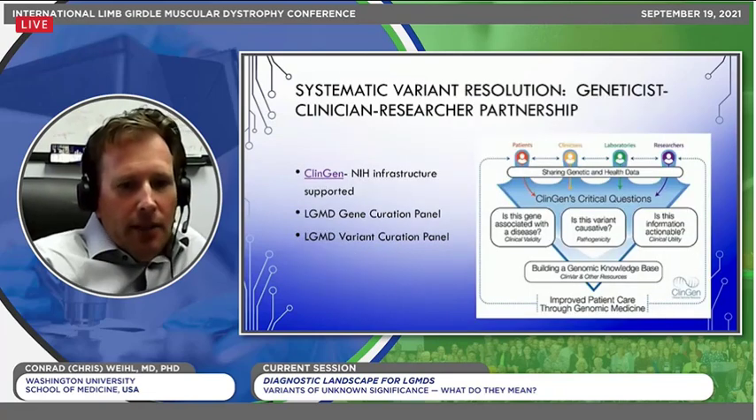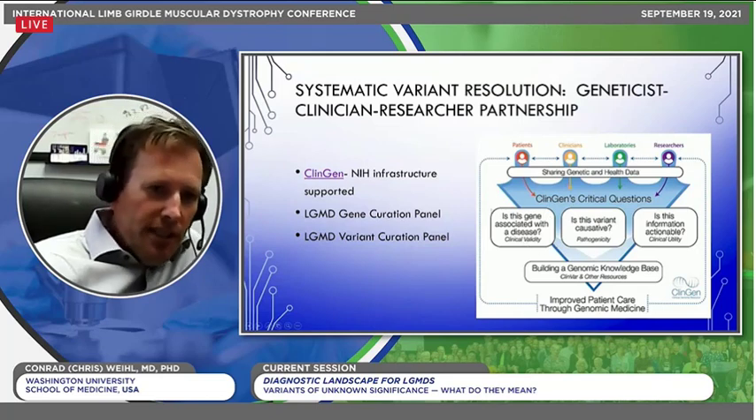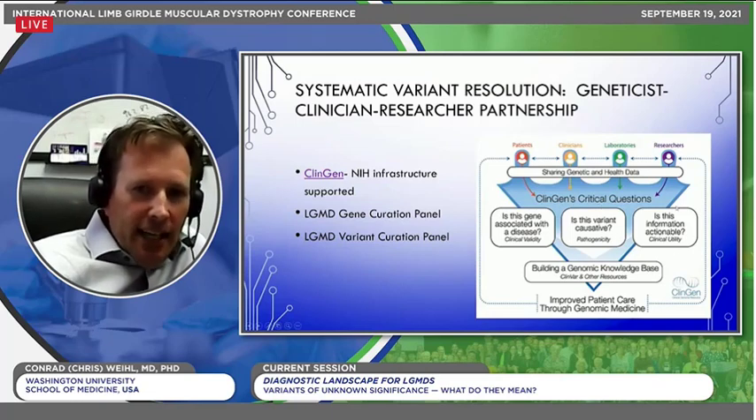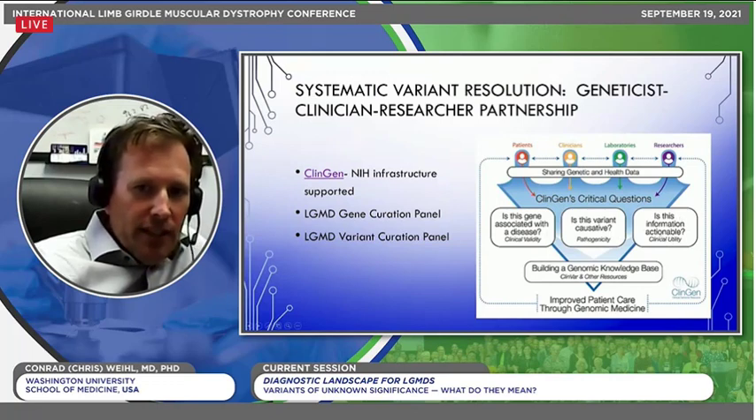We've become part of a group called ClinGen. This is an NIH-supported infrastructure. It does exactly what we said: it's systematic variant resolution. And so it integrates patients, clinicians, genetic testing labs, and researchers to really ask three fundamental questions. Is a gene associated with the disease? Is that variant causative for that disease? And really the one that I think will become the most important: is that information clinically actionable?